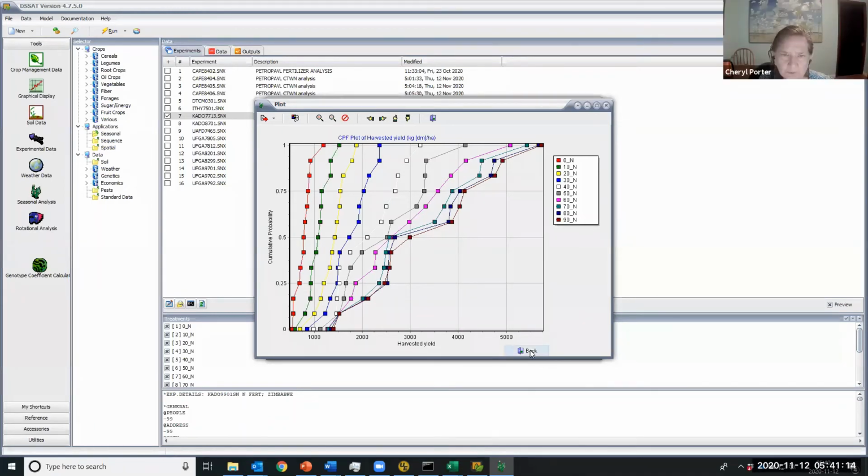So if yield was the only consideration and not profits and not the environment, then it's clear that adding more fertilizer would be the best option.